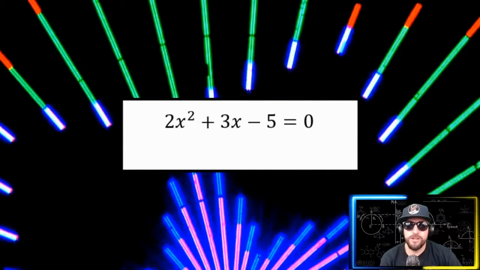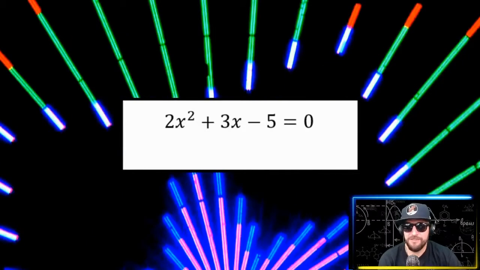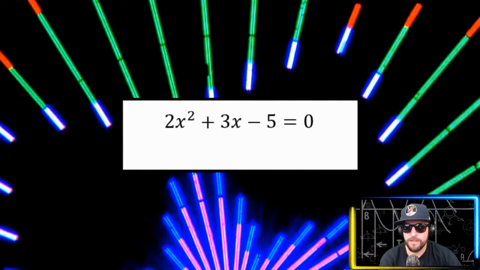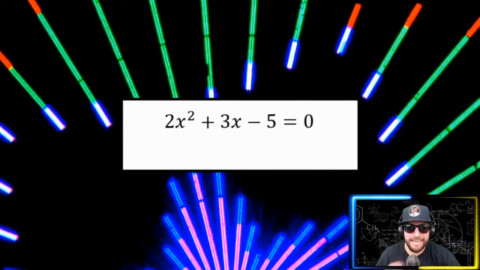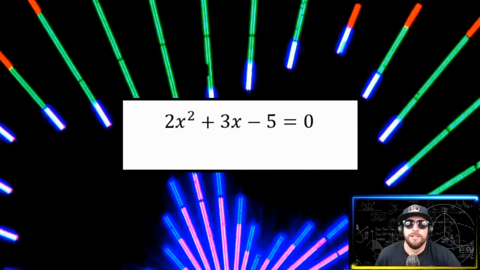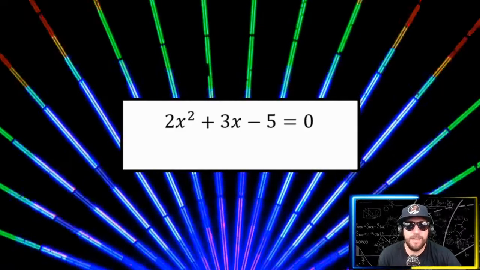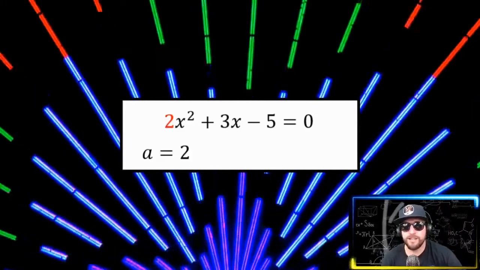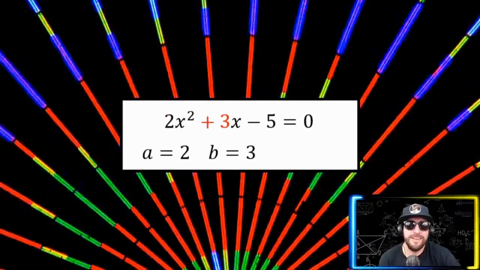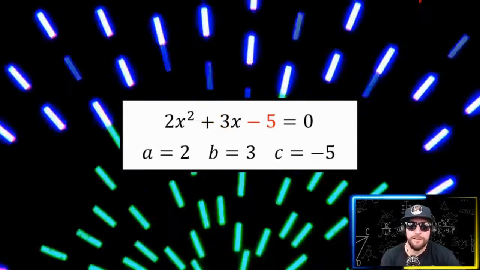So problem number 1, 2x squared plus 3x minus 5 equals 0. Quadratic formula, be sure it's written in standard form. It is. It equals 0. So now we find out what a, b, and c are. A is 2, the number multiplying x squared. B is 3, negative 5 is c.